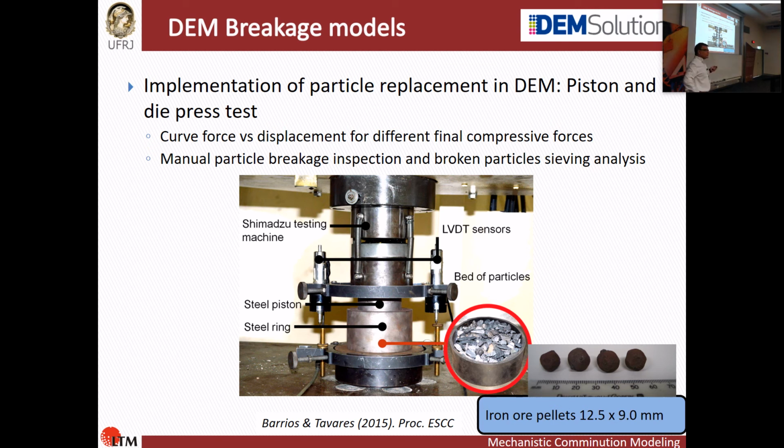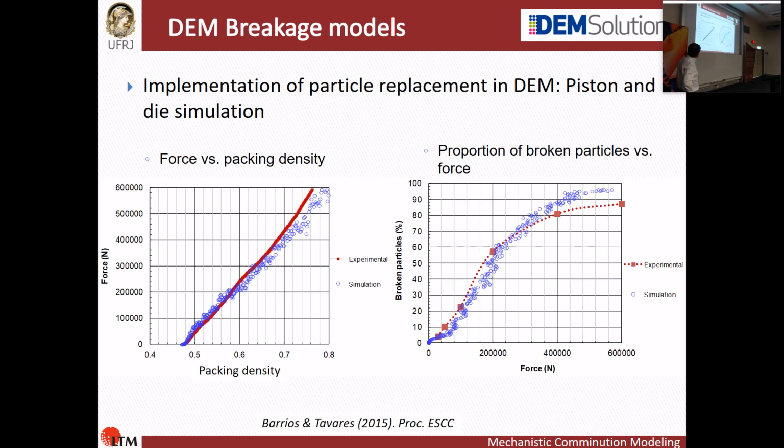The way we decided to test was to look for the simpler size reduction system, which is a piston and die. And here, even further, looking at iron ore pellets again. We don't crush iron ore pellets, but they're just nice and round, so we can even count them if they don't break. And so we did a lot of testing on this, and then simulated to be able to predict.